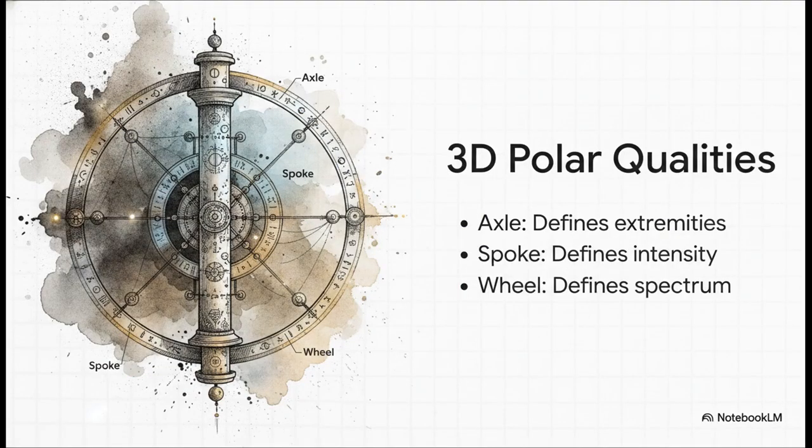The sources reveal a geometric secret, the 3D polar qualities framework. Your invisible mental decisions use this exact geometry to solidify and manifest into the physical world. You have the axial dimension running top to bottom to define the extremes, you've got the spoke dimension running from center to edge to define intensity, and the wheel dimension rotating around the axle to define the spectrum. It's the literal architecture of manifestation.